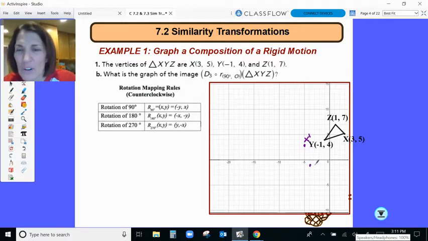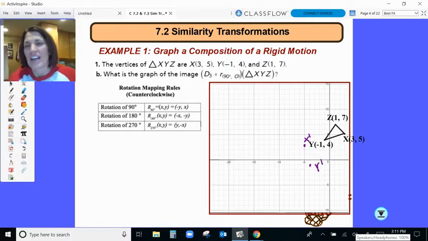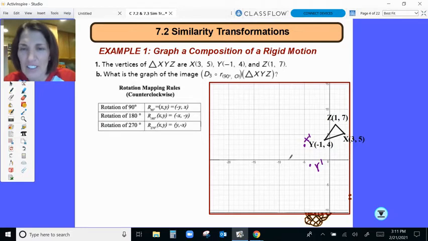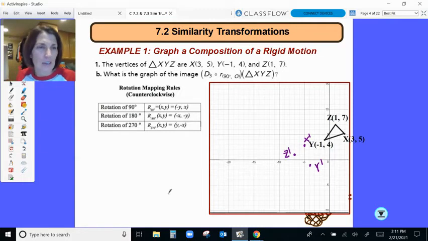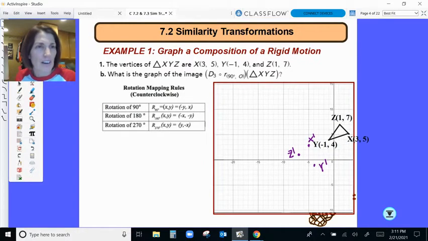I'll plot that here, and that will be my y prime. And then my z will be -7, 1. So come out here to -7 and 1, and that will be my new z prime. Again, I can get my line maker and connect all my dots to get my triangle. So that's my x prime, y prime, z prime.